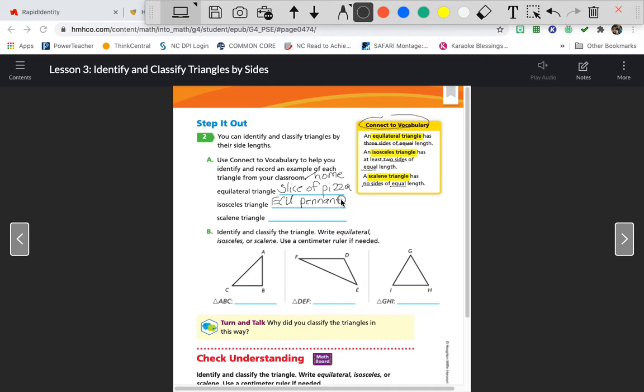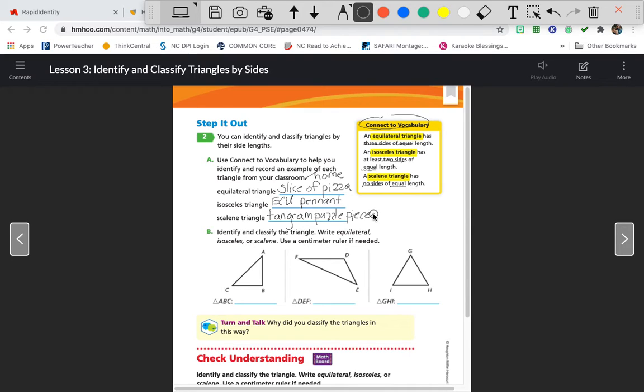And then we have scalene triangles. Scalenes have no sides of equal length. We have here, as part of our math, a tangram puzzle piece. That we could say would be scalene. But in the real world, maybe a skateboard ramp would be a scalene triangle. Let's look at B. Identify and classify the triangle. Write equilateral, isosceles, or scalene. Use a centimeter ruler if needed. So you may have to pull that ruler out again, and you can measure the sides to determine which one of these triangles it is.